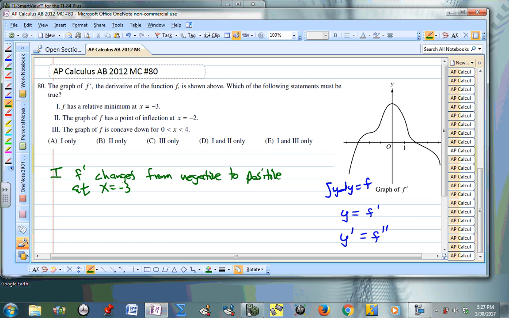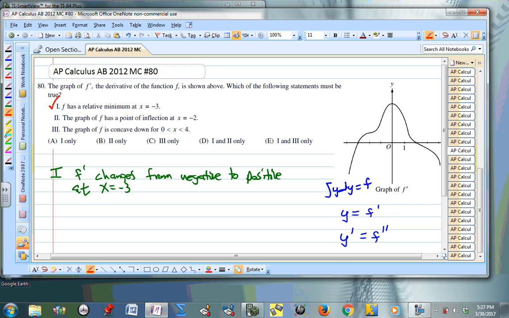Now this is what we're thinking about. Okay, now let's go to the graph. Okay, the graph of f prime is given, or in other words, the y values represent f prime. And sure enough, at x equals -3, the y values, which represent f prime, switch from negative to positive. So statement one is true.